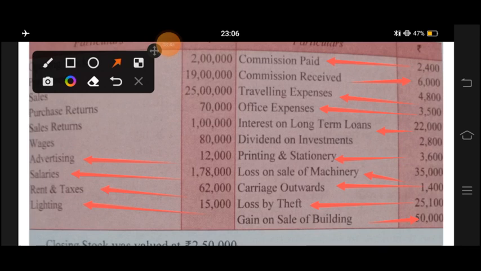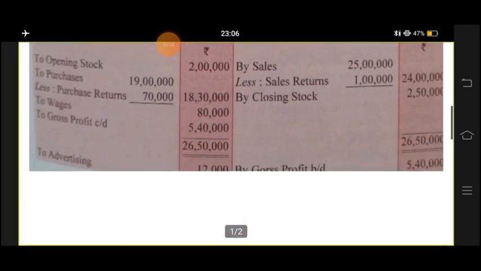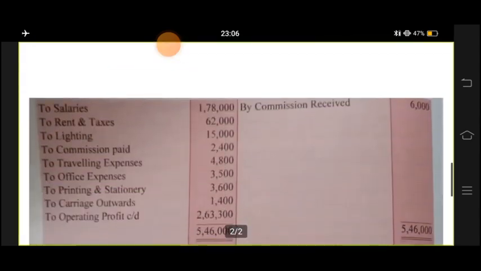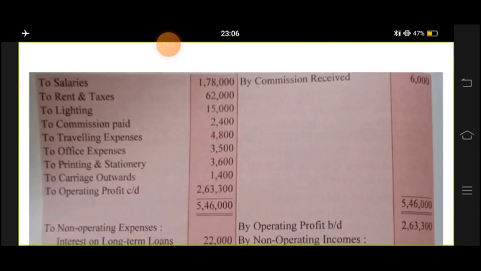Now see the practical implementation of this highlighted portion as in the solution of profit and loss account. Now see the preparation of profit and loss account. Whatever the value has been mentioned here, it has initially been recorded to calculate the ऑपरेटिंग प्रॉफिट.